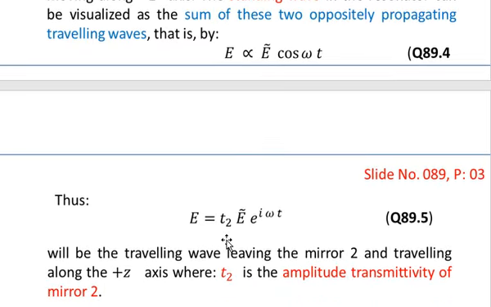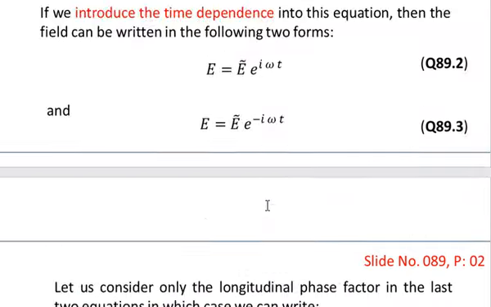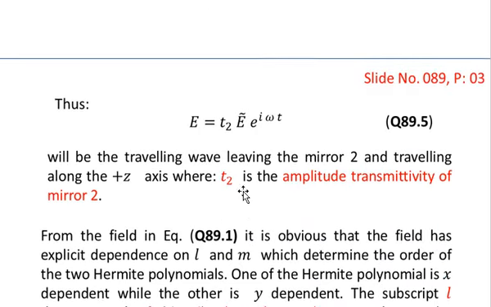So E is equal to T2 times E prime, then e to the power iota omega t. Because I am writing only one of the terms over here, this term, iota omega t, which is traveling along the positive z direction. As far as this term is concerned, I am writing out the T2 term. This wave will be traveling along the positive z direction, will leave mirror 2 and travel along the positive z axis, where T2 is the amplitude transmittivity of mirror 2.